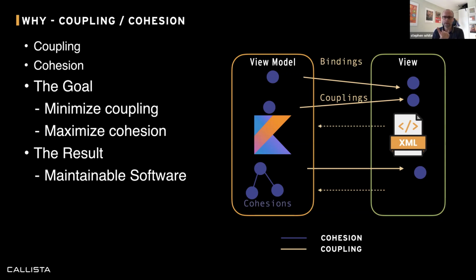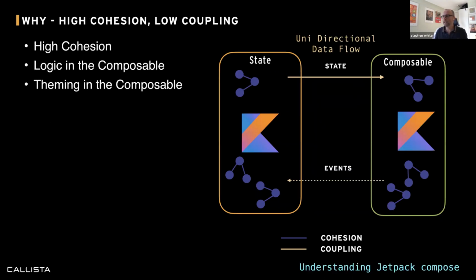You can unwittingly remove something from the view model, and if you're refactoring something, you might not see that it is a binding into your view. So when you run it, you end up with some kind of null reference exception or something. So what we want is to move to high cohesion and low coupling. And this is what Jetpack Compose tries to do.